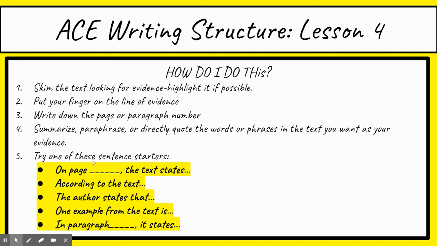Next, you're going to try to use one of these sentence starters to start your C portion of your ACE response. We have: on page blank, the text states; according to the text, the author states that; one example from the text is in paragraph blank, it states. Any of those can be used as your C sentence starter when you're lifting the line.